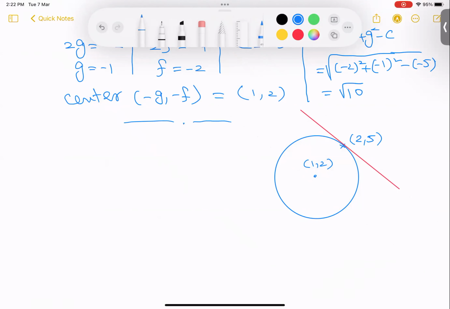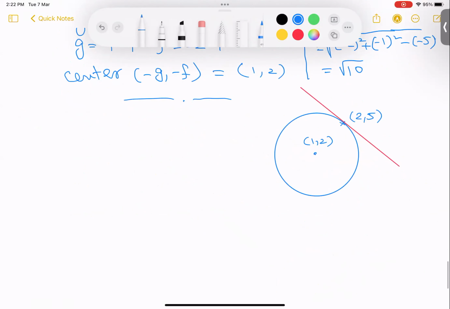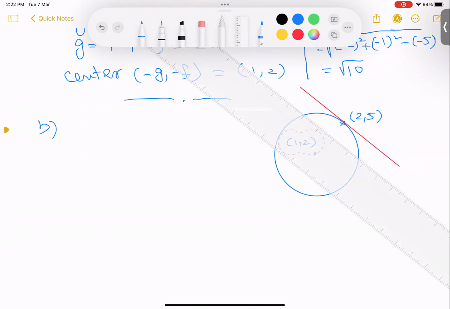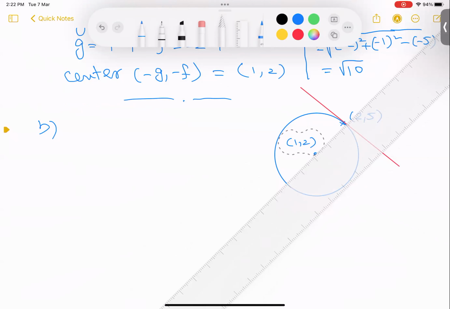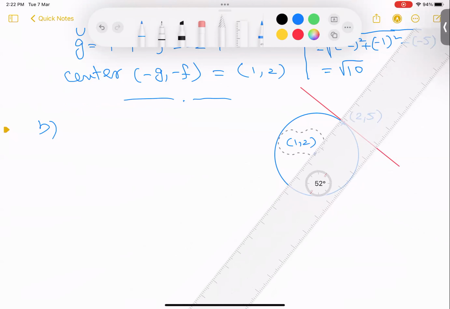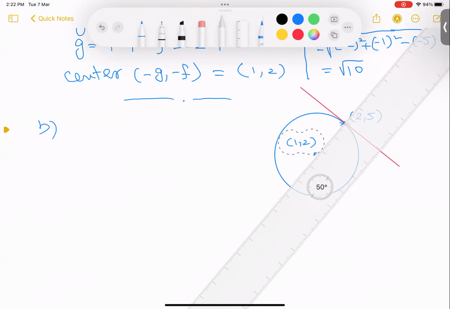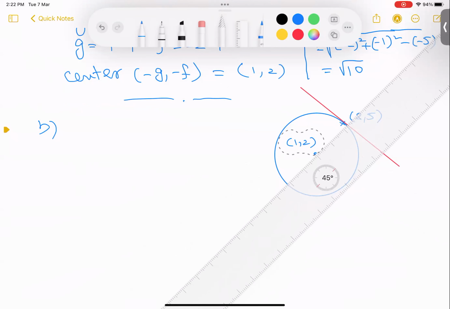Part number 2, actually the B part. So our target is very clear: find the equation of the tangent. So how to find it? Before I start, I'll show you some concept here. You can see here, I'll use a scale and I will join the center with that point like this. Okay, wait a minute.